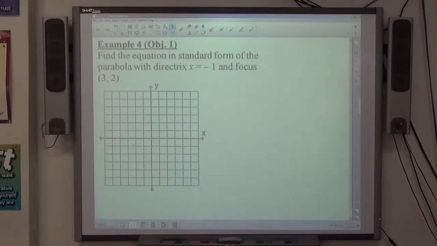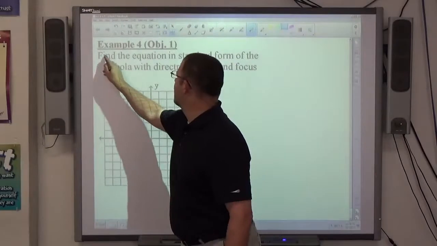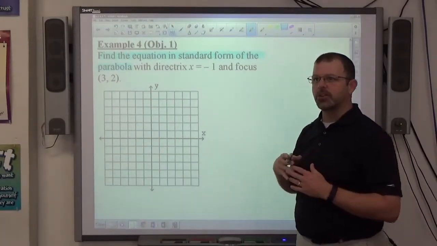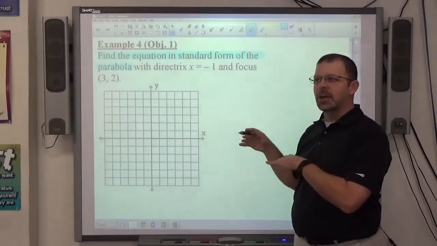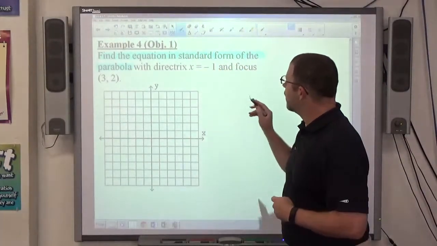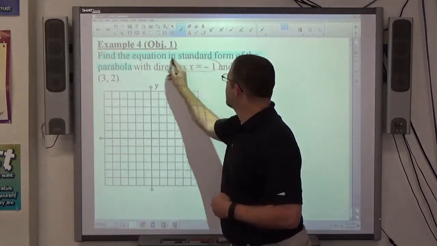Example 4, find the equation in standard form of the parabola. Once again, my directions are to find the equation of the parabola in standard form, and as soon as I see that, I know it's one of those two structures. I don't want to write those structures down every time, just know that's in your possession to use. This time it tells me we have a directrix, x equals -1.